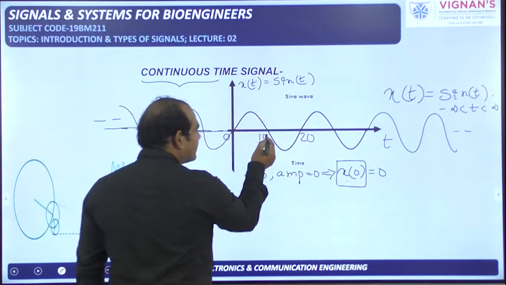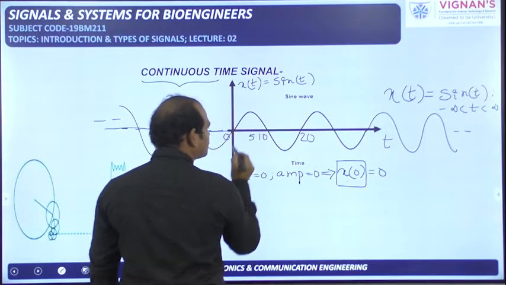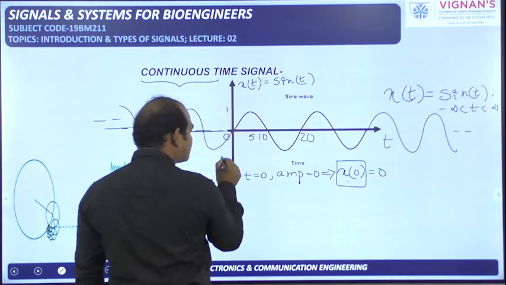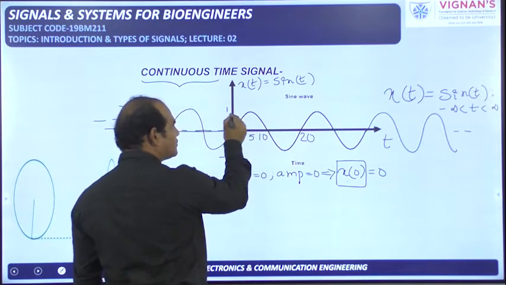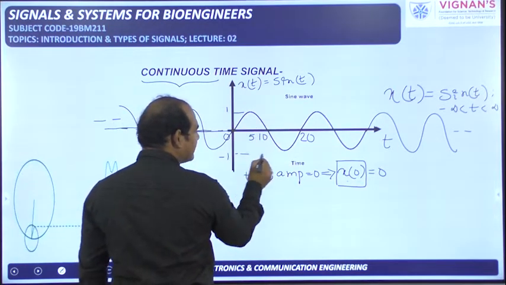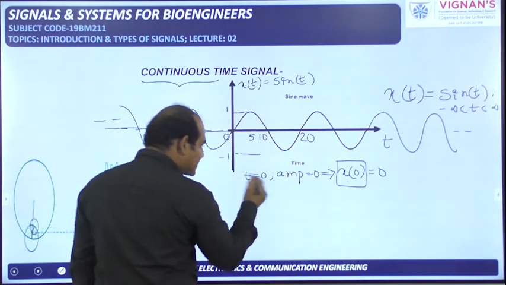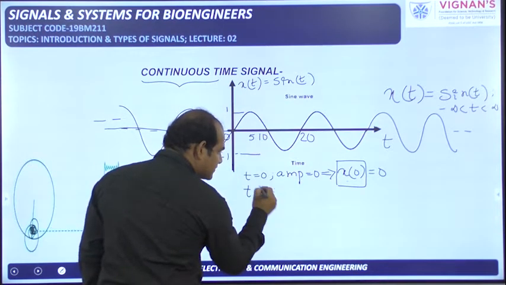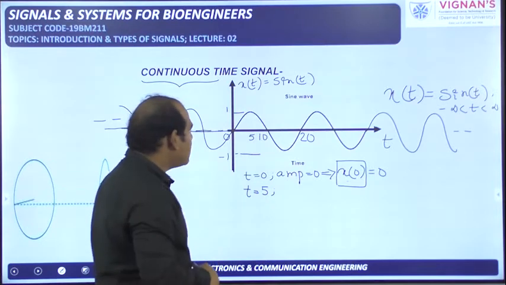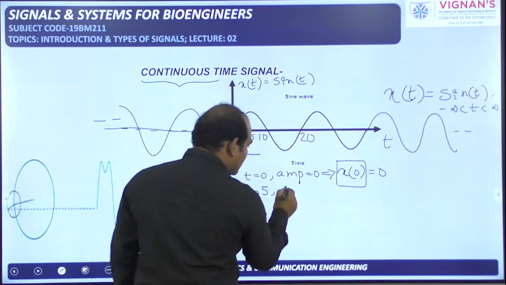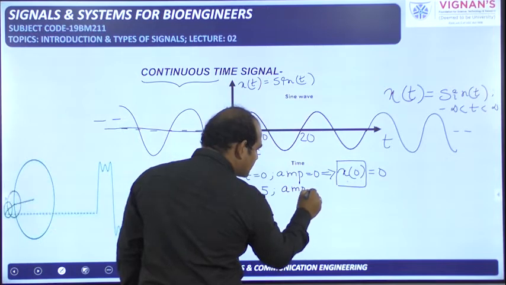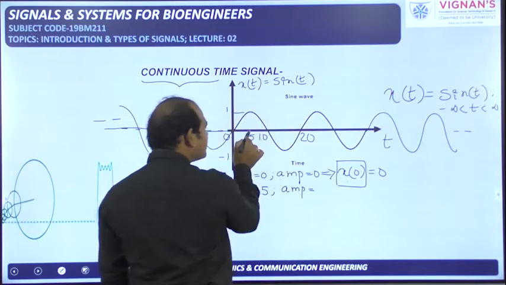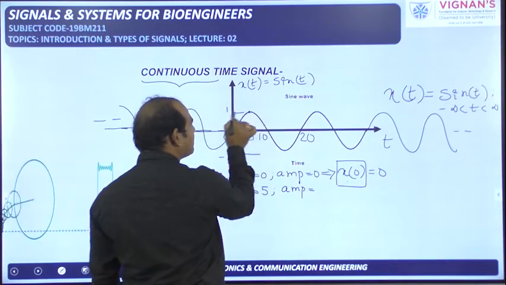Next, here 10 is there, which means 5 is in between these two. Here plus 1 is the amplitude and here minus 1 is the amplitude. The peak amplitude is plus 1, and the negative peak amplitude is minus 1. Next I am asking, at t is equal to 5 seconds, what is the amplitude of the signal? By observing this graphical representation I can tell that at t is equal to 5 seconds the amplitude is given by 1.